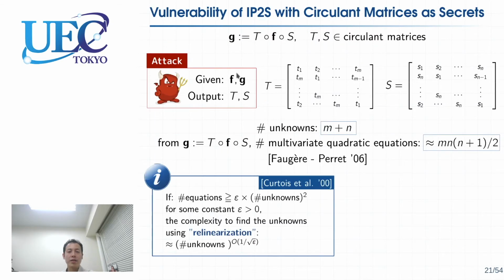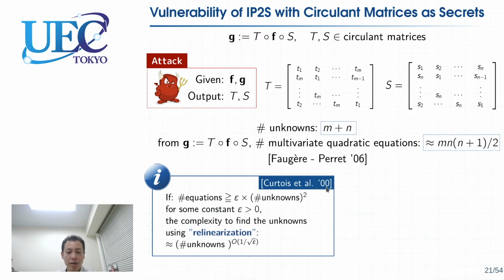But this construction actually is not secure at all, because if we have the circular matrix, only the first row can define the whole matrix. So the number of unknowns is quite low. While according to the result by Vogel and Perret, we have this number of quadratic equations to solve these systems.